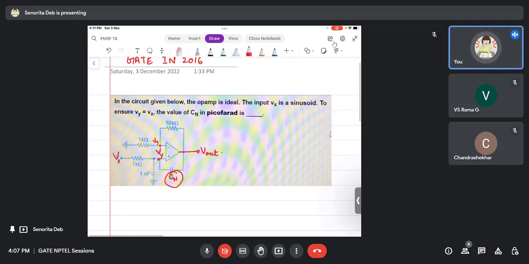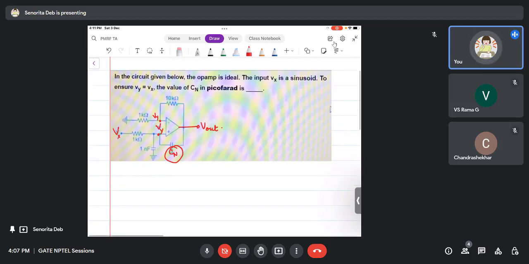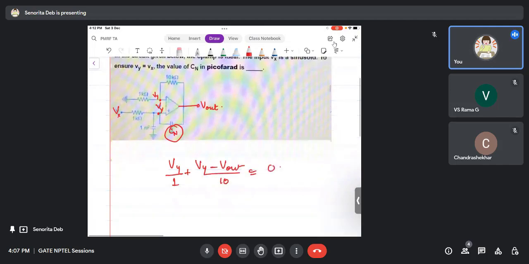So please start solving. Vy by 1 plus Vy minus Vout by 10 is equal to 0, right? So what will we get? 11 times Vy is equal to Vout. Is this fine? 11 times Vy equals Vout is your first equation.